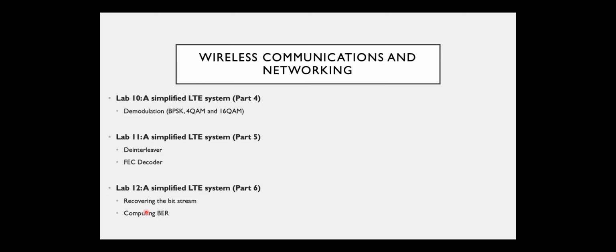So how the signal is demodulated. And then since we had interleaved the signal, we also have to deinterleave the signal. We had encoding at the transmitter, so we have to decode again. And finally, the last layer will be recovering the bit stream. And after the bit stream, we will also see how much error occurred between when we transmitted the signal and when it was received. And that is called the bit error rate.